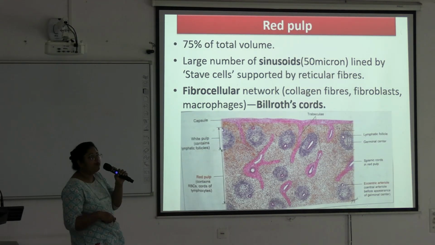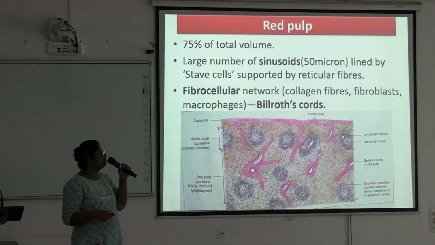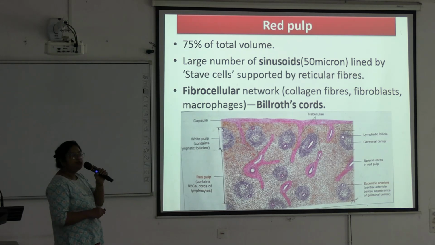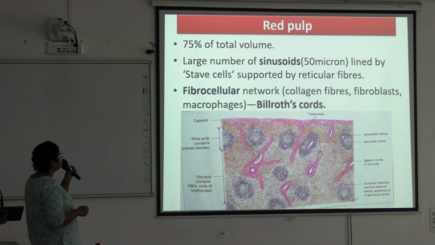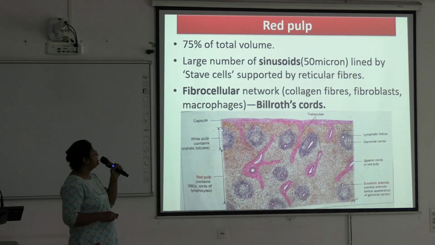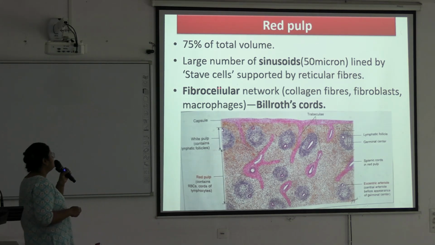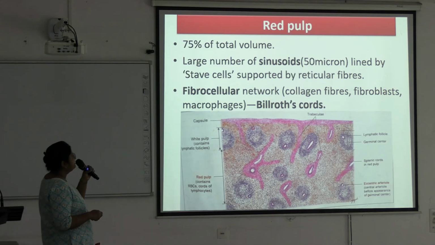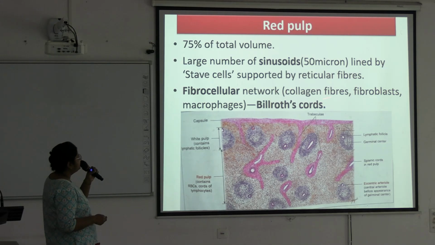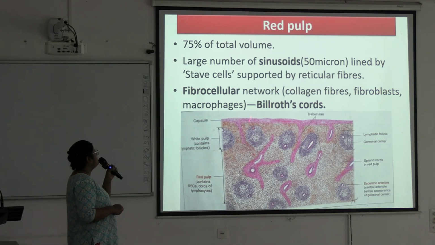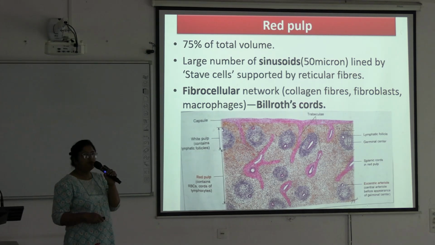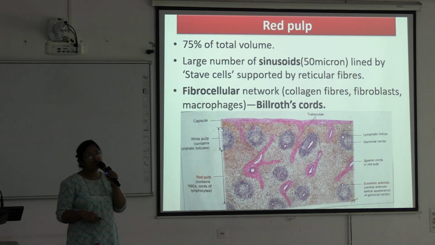So we have discussed white pulp. Next we go to the red pulp. Red pulp consists of about 75% of the total volume. A large number of sinusoids are present. Sinusoid diameters are important, 50 micron in diameter, lined by stem cells supported by reticular fibers. A fibrocellular network formed by collagen fibers, fibroblasts and macrophages is present in the red pulp, and these are called Billroth cords. All these are important for viva and MCQ.